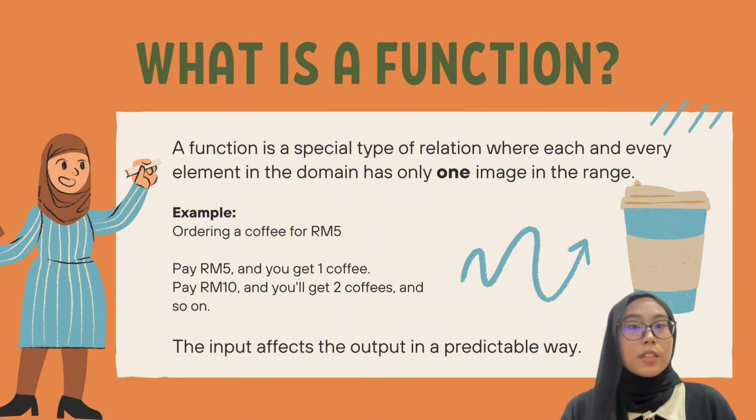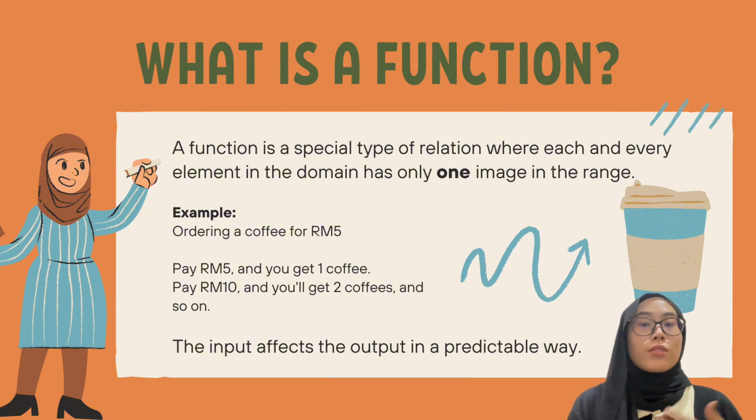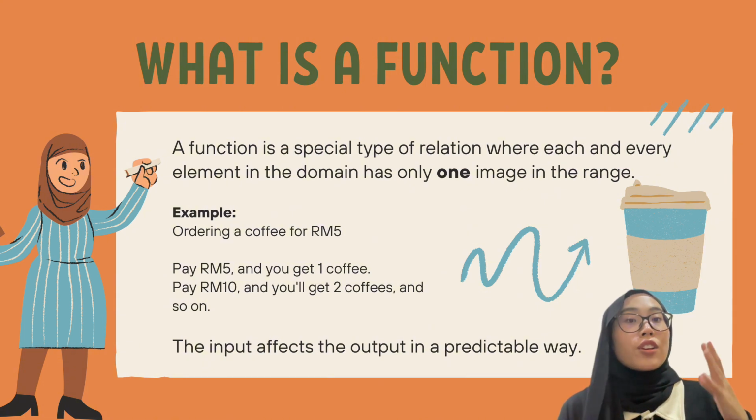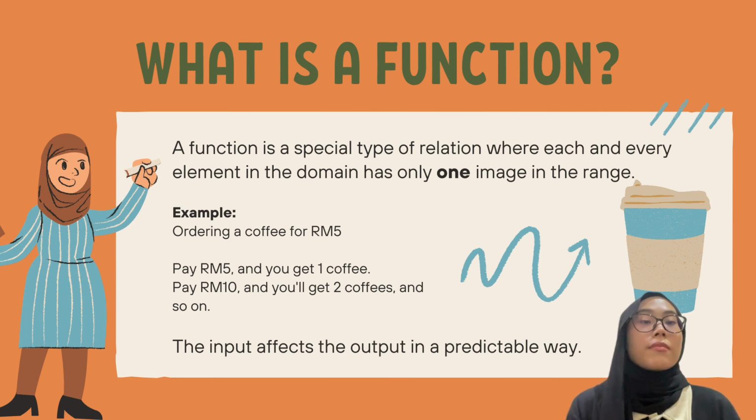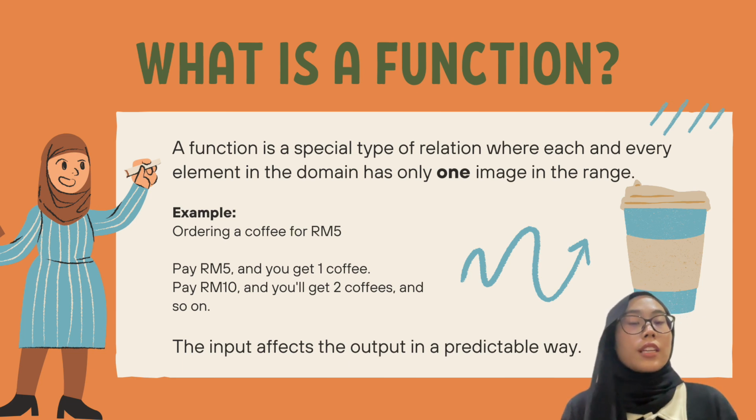A function is a special type of relation where each and every element in the domain has only one image in the range. For example, where we can relate to the real life situation is you are ordering a coffee for RM5 ringgit, and then you pay 5 ringgit, you will get one coffee, right? So if you pay 10 ringgit, you will get 2 coffees and so on. So the input, which is the domain, can be mapped into the range, or in other words we call it the output. So this is what we call a function.